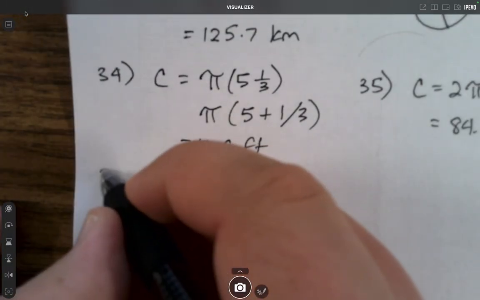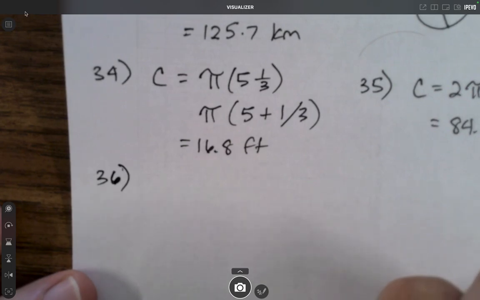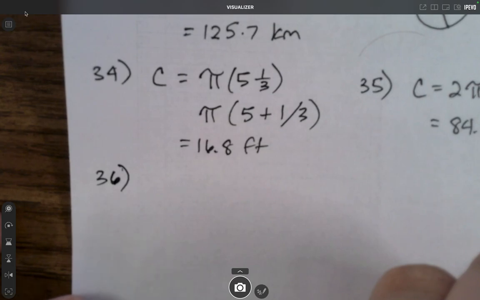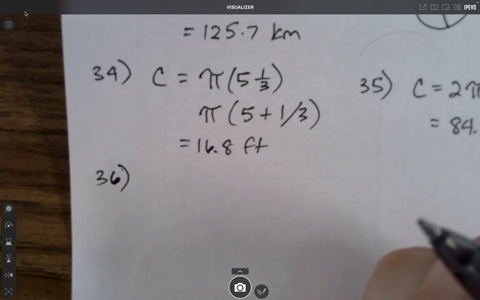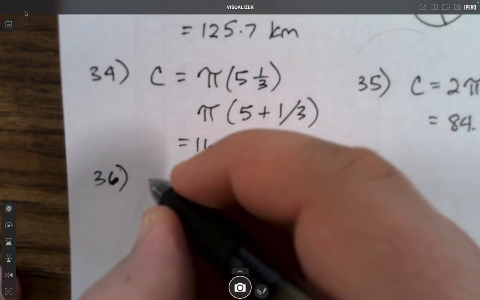36 is our last question about circumference. The first Ferris wheel, which if you didn't know, I just learned this within the past year or so, was built for the World's Fair in Chicago. The Eiffel Tower was built for the World's Fair in Paris. And then they were trying to figure out, when the World's Fair happened in Chicago a few years later, how can we one-up them? So they built the very first Ferris wheel. It had a diameter of 250 feet.